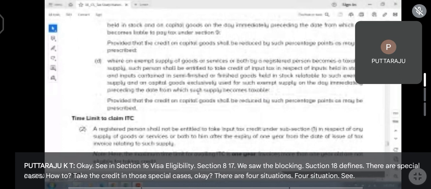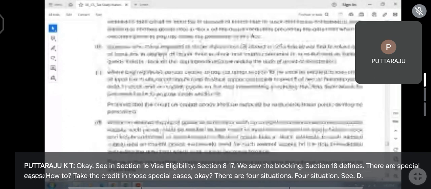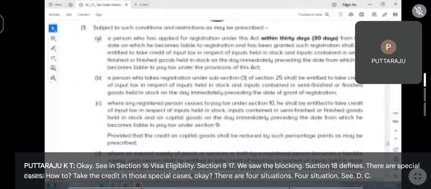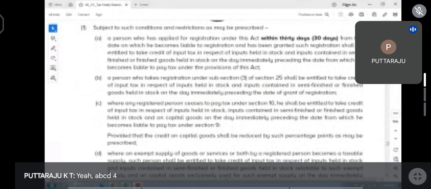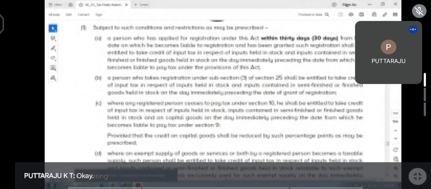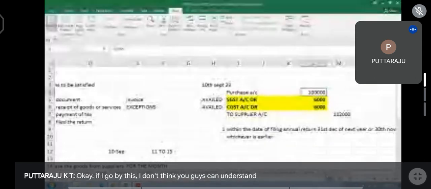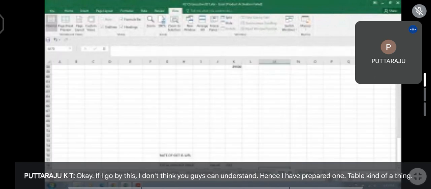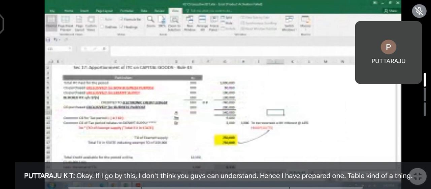A, B, C, D, four situations are there. Okay. If I go by this, I don't think you guys can understand. Hence, I have prepared one table kind of a thing. This one.